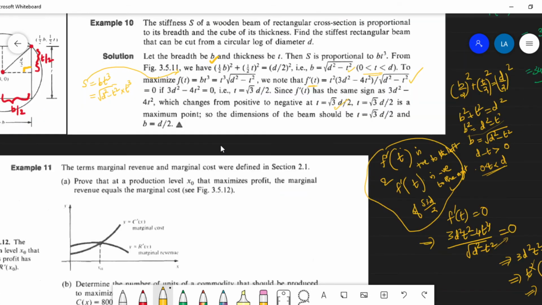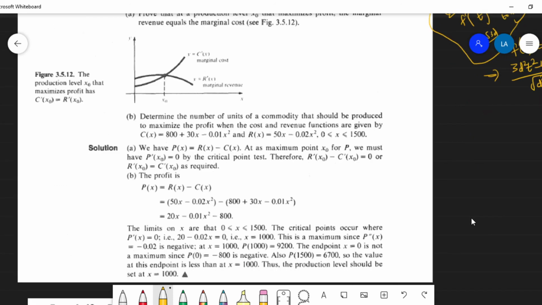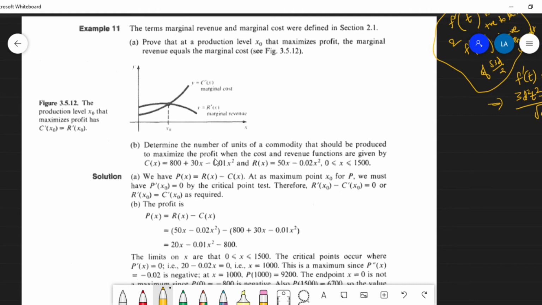Okay. Now let's see example 11. Example 11 gives us the terms marginal revenue and marginal cost, which were defined in section 2.1. Okay, leave it there. Prove that at the production level X naught that maximizes profit, the marginal revenue equals the marginal cost. And determine the number of units of a commodity that should be produced to maximize the profit when the cost and revenue functions are given. Okay, let's see how we can solve this problem.